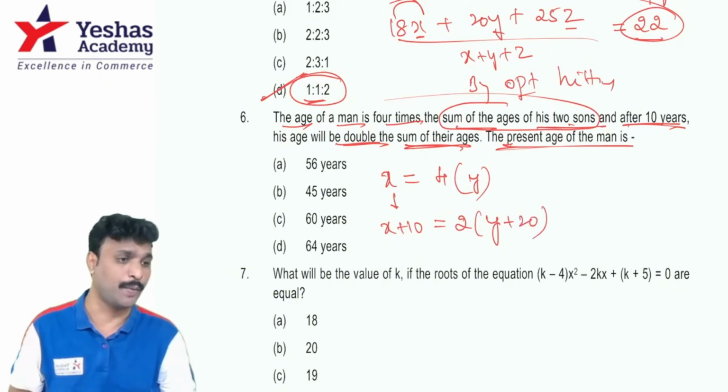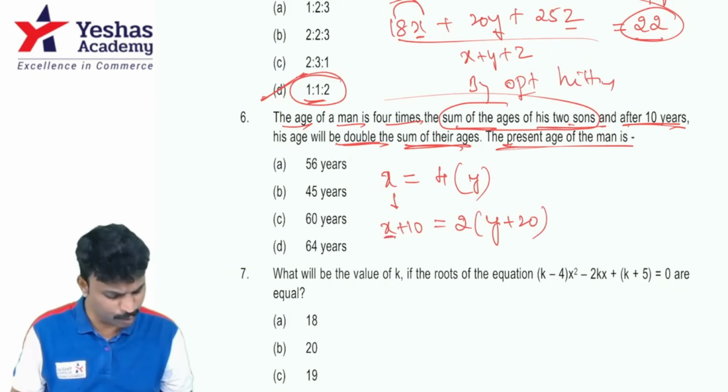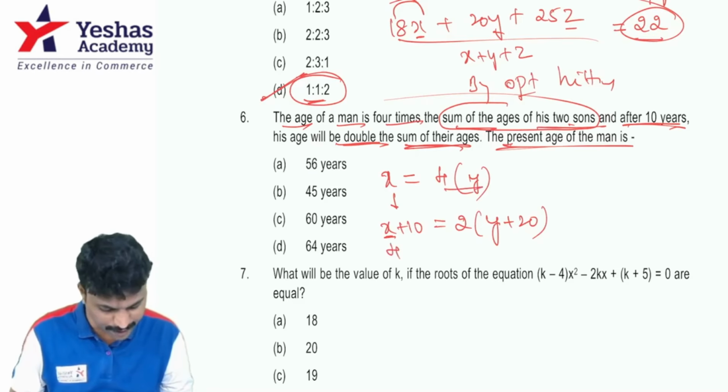10 plus 10, 20. Just remove, guys. First of all, remove the brackets on the right hand side. First of all, what is x? X is nothing but 4y. So 4y plus 10 equal to 2y plus 40.